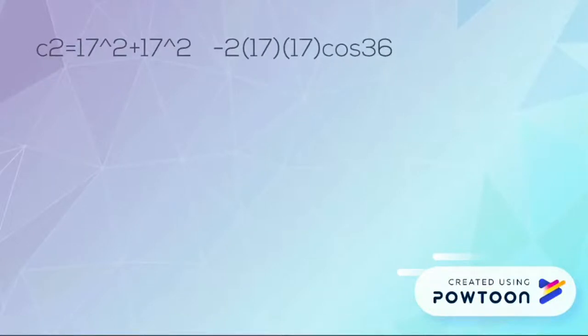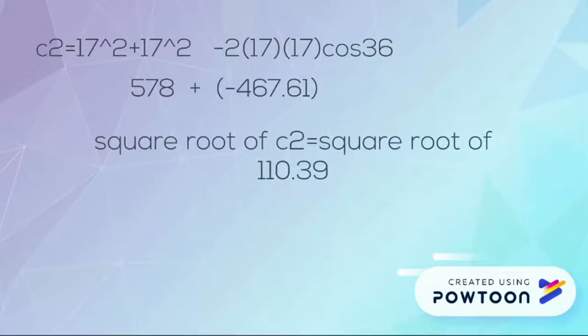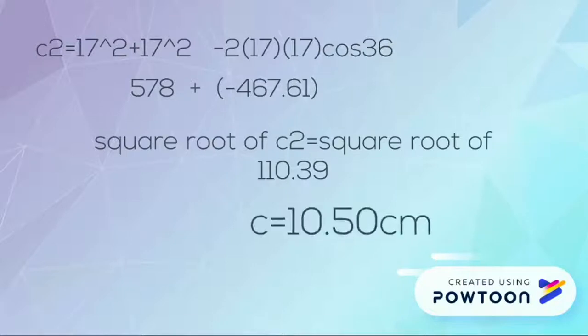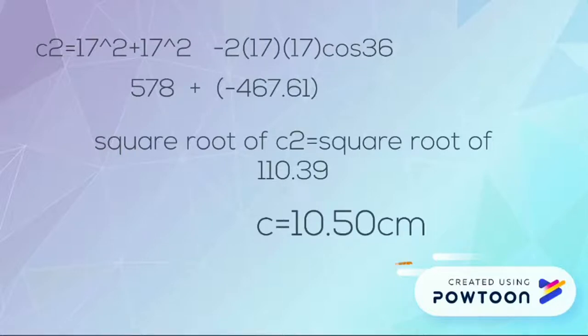So our equation is c squared is equal to 17 squared plus 17 squared again. Also, note this. Once you get to the negative 2 times 17 times 17 cos 36, separate that from the first half of the equation and then later on add it. So 578 plus negative 467.61. You take the square root of c squared, equal to the square root of 110.39. After you take the square root, you get 10.50 centimeters as the top diameter.